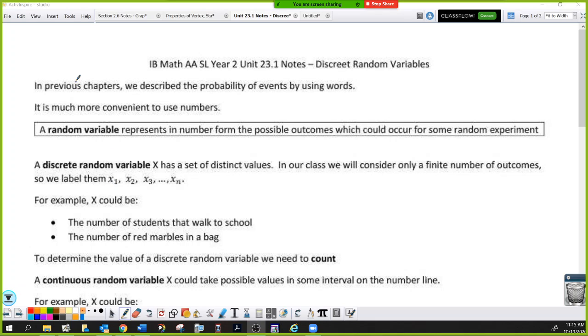Discrete random variables. What is a discrete random variable? In previous chapters, we've described the probability of events by using words.